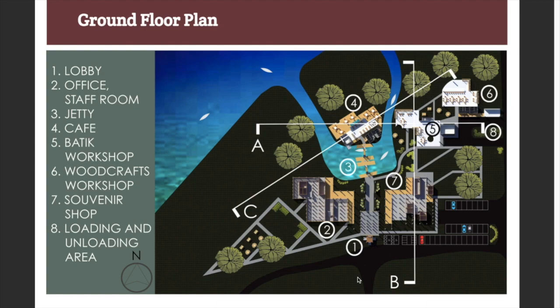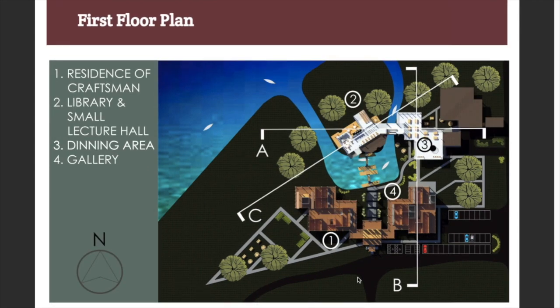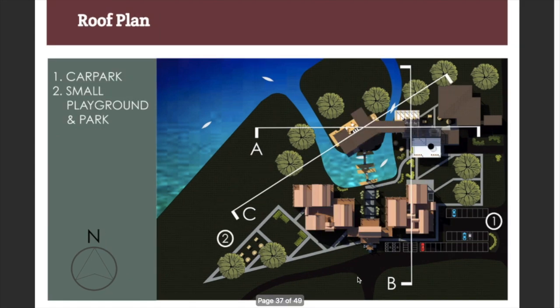So after the tourists experience the craft, they can directly go through the souvenir shop and then go back to the car park. At the first floor plan, the first floor of the existing building will be used as the residence of the craftsmen and the gallery. So in this roof plan, it shows the car park and then the small playground and the park.